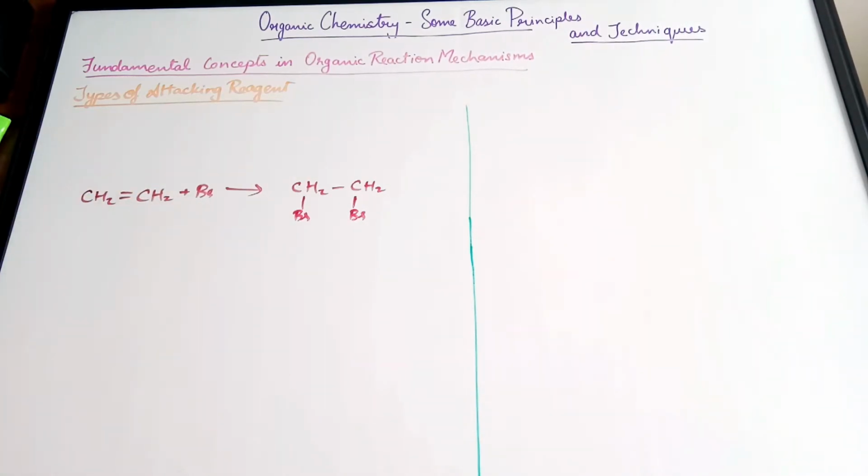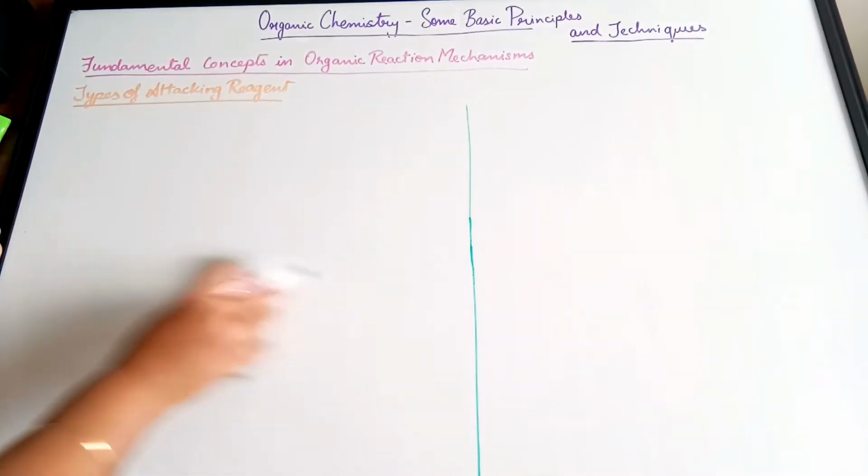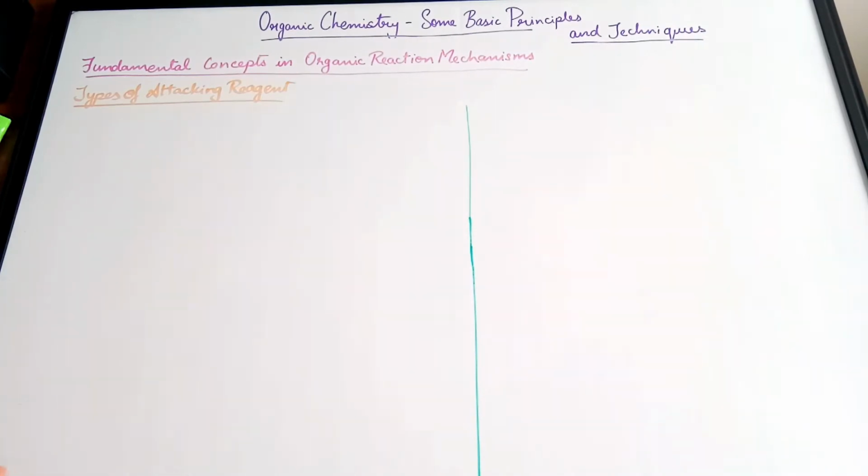And the substrate is basically the molecule which is involved in the new bond formation, whereas the reagent is the one which is helping or which is undergoing the reaction along with the substrate. So there are various types of attacking reagents which are present. There are three of them basically. So the first one is the free radical.